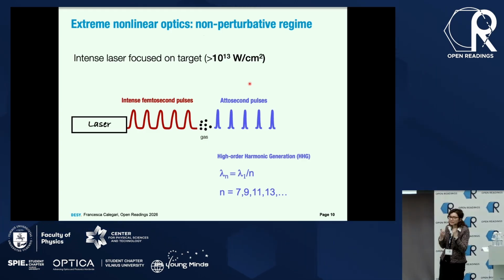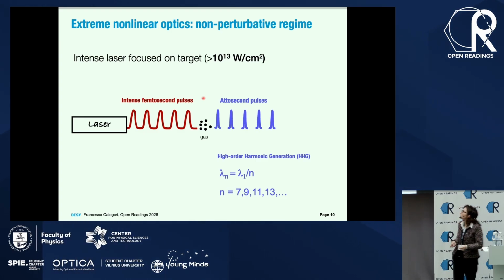We really need an intense interaction between the laser and the matter, such that we are talking about extreme nonlinear optics. In this scenario, you need a laser which is focused above 10 to the 13 watts per square centimeter. So we have a lot of energy concentrated in a very small volume. And we interact, for instance, with a gas, a noble gas, the simplest case. So we have these intense femtosecond laser pulses focused on the gas target.